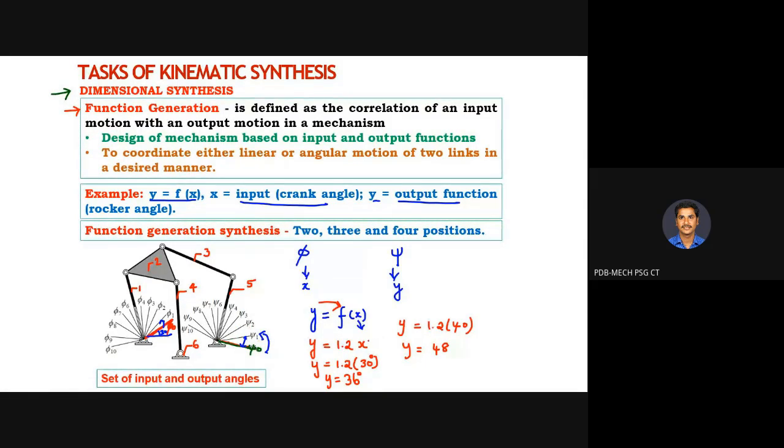So it is connected by a relationship called this function. So it is defined by the function y equal to f of x. So if you are identifying or developing a mechanism to suit this requirement or to achieve this requirement, then it is said to be function generation dimensional synthesis. Is it clear?